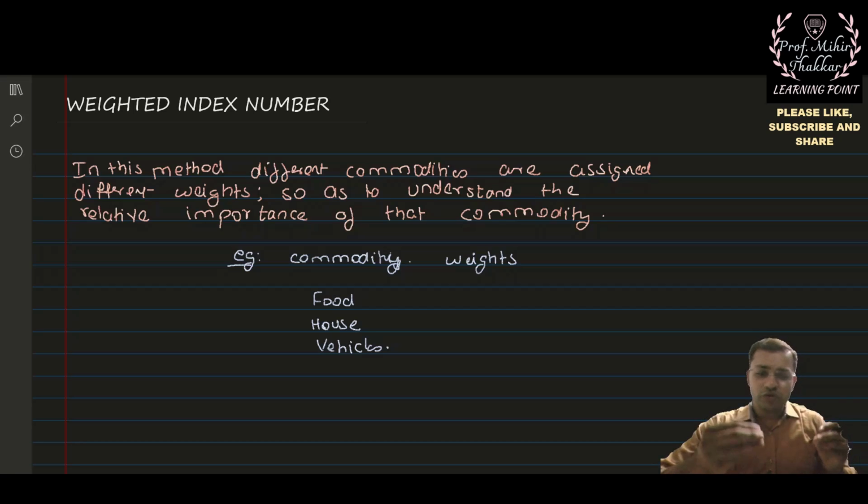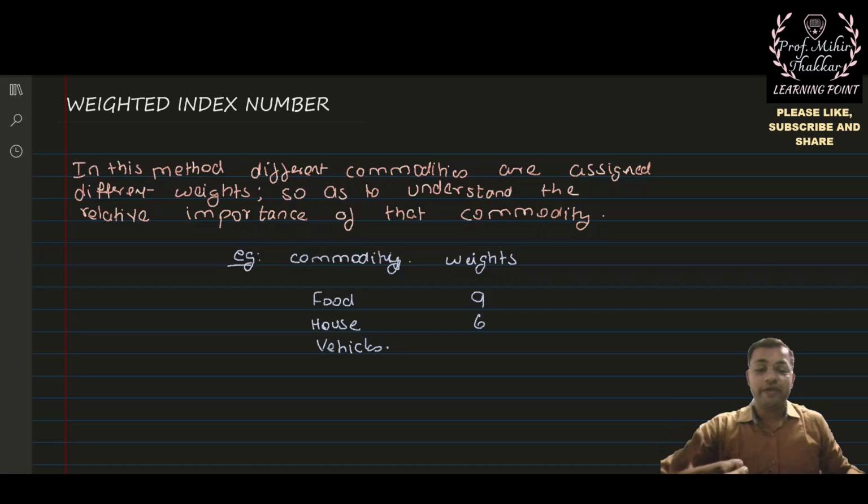So the most important thing that we need is the food for our day-to-day life. So I will give the weightage of 9 to the food. हाउस भी ज़रूरत है अपने को, चलो हाउस को we can give a weightage of, let us say, 6. Vehicle is the least important. Whether I have the vehicle or I don't have the vehicle, it does not matter.